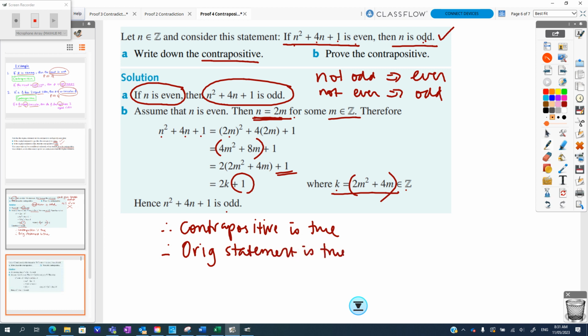So with these sort of questions in assessment, you'll be told to use contrapositive. You'll be asked to prove it. We've got one more slide.